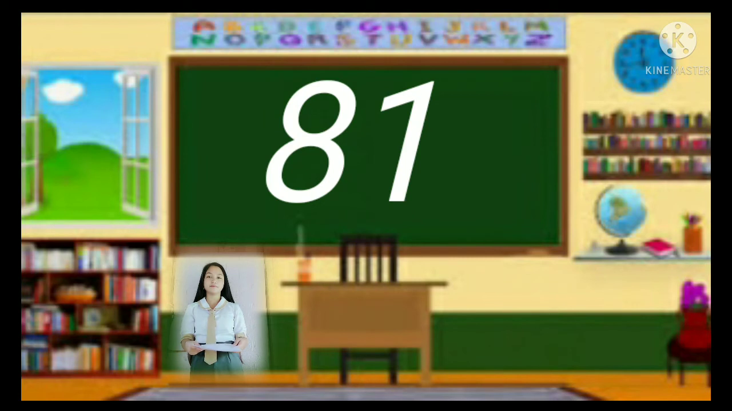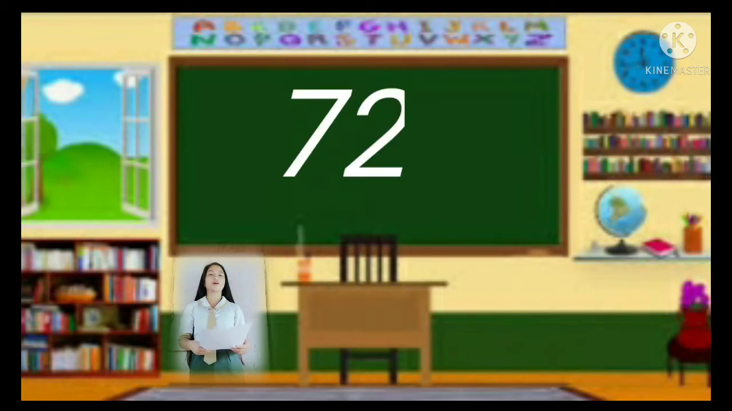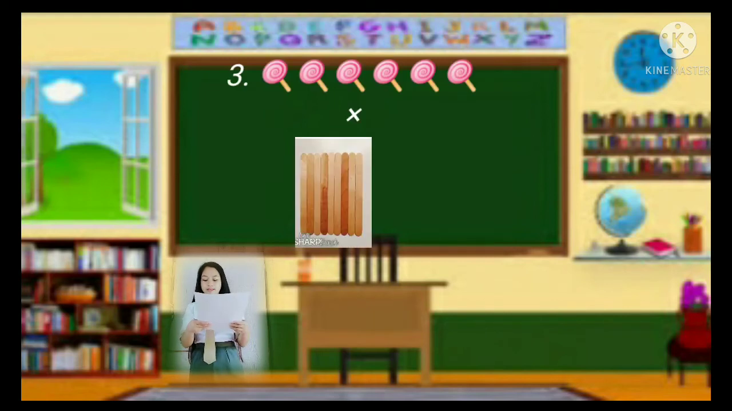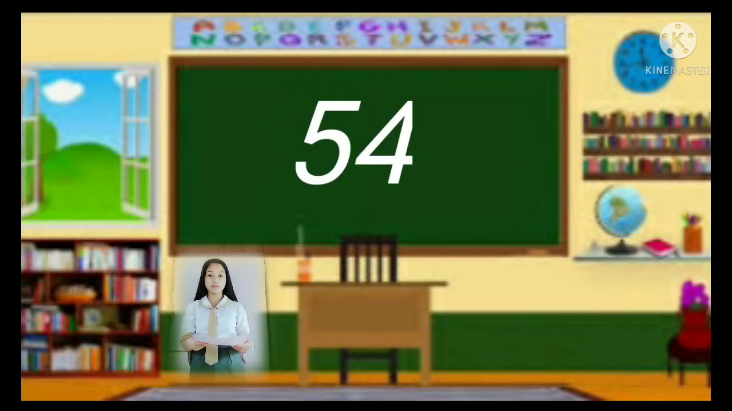Jacob. Okay, very good. Number 2, I have here 8 balloons multiplied by 9 chocolates. What is the answer? Marvin. Okay, very good. Number 3, I have here 6 lollipops multiplied by 9 popsicle sticks. What is the answer? May. Okay, very good.